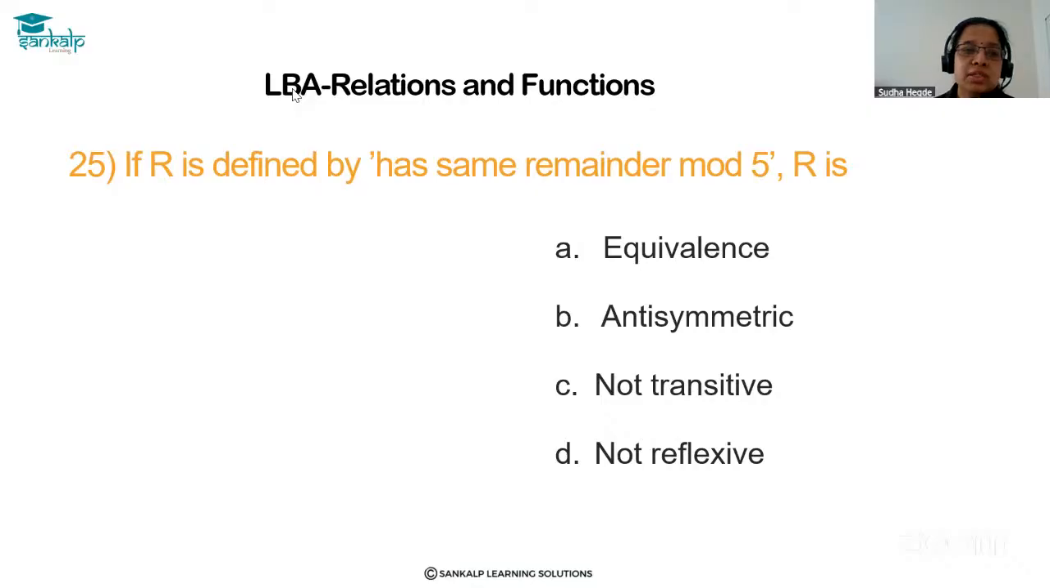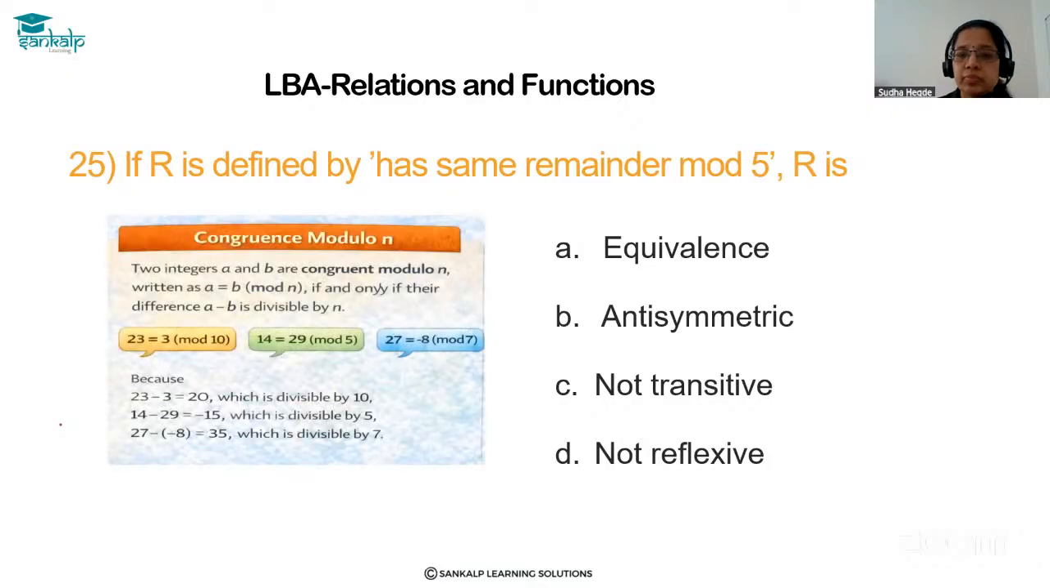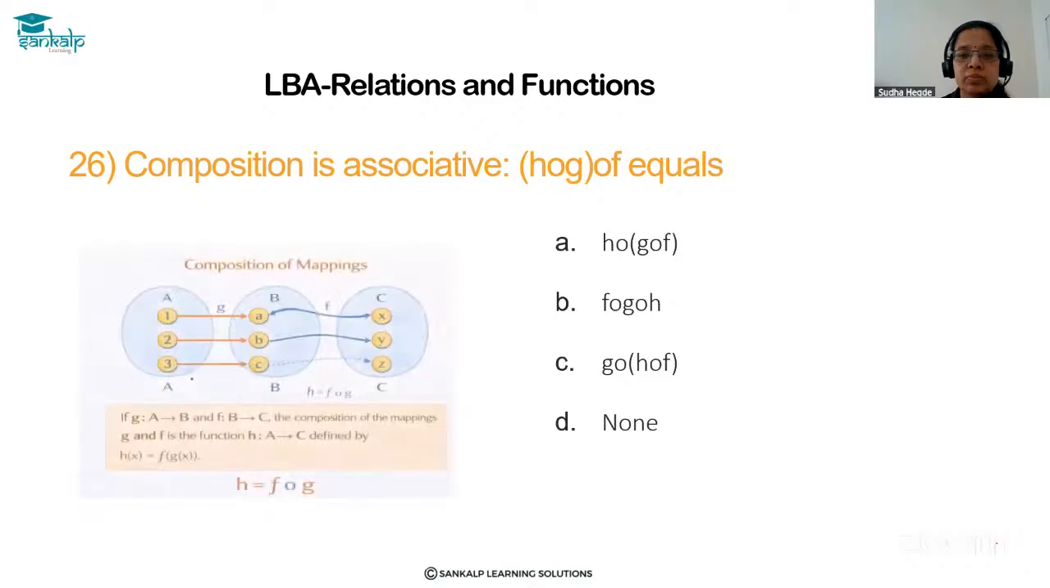The question is, if R is defined by "has same remainder mod 5", then you need to check whether R is equivalence, antisymmetric, transitive or reflexive. What do you mean by congruence modulo?